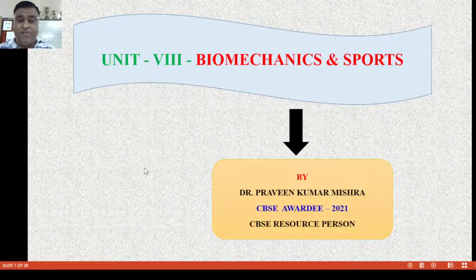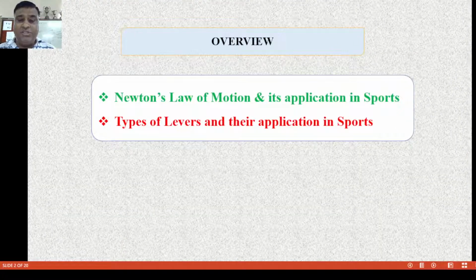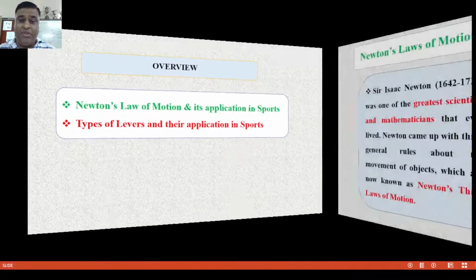Myself Praveen Mishra. Today I will take a session in Unit 8, Biomechanics and Sports. The overview of my session is: first, Newton's laws of motion and their application in sports; secondly, the types of levers and their application in sports. We'll discuss them one by one.